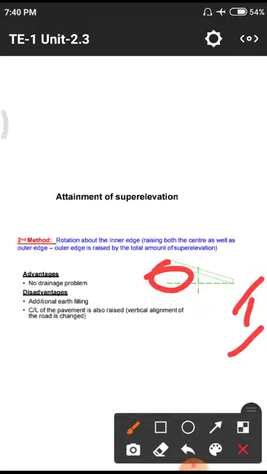Second one is that the central line of the pavement is also raised. Vertical alignment of the particular road is changed.